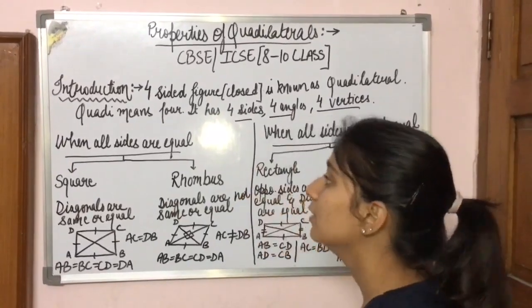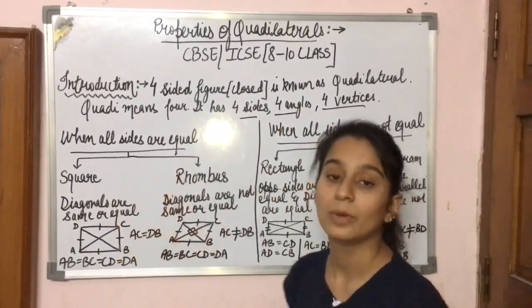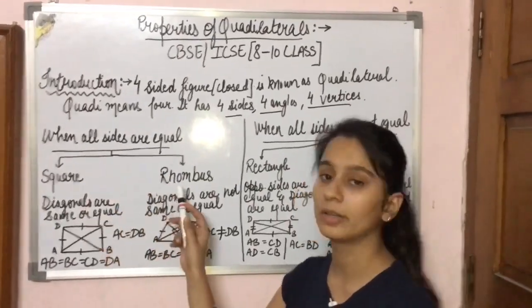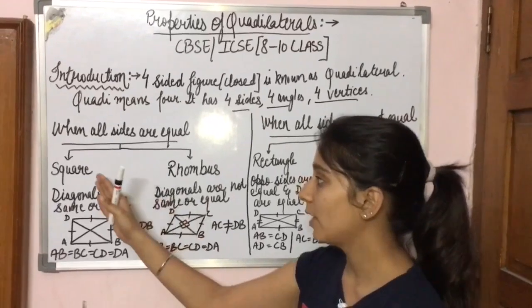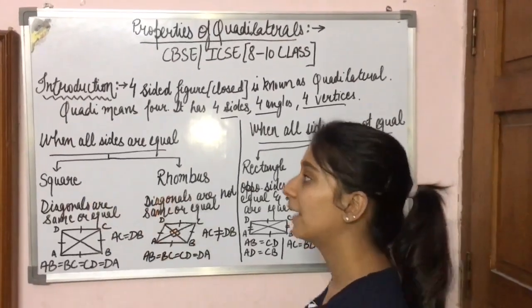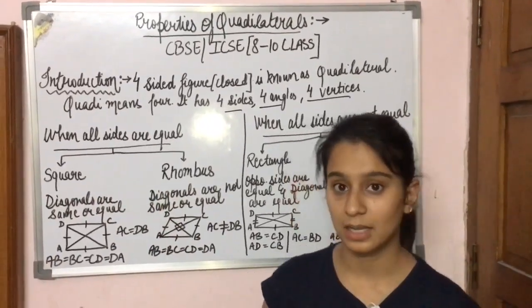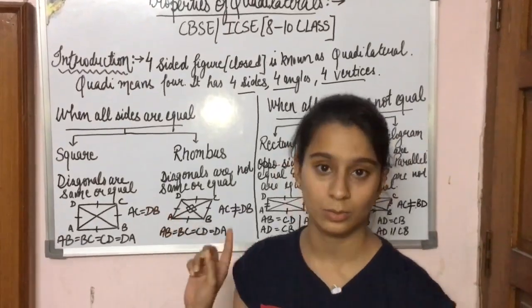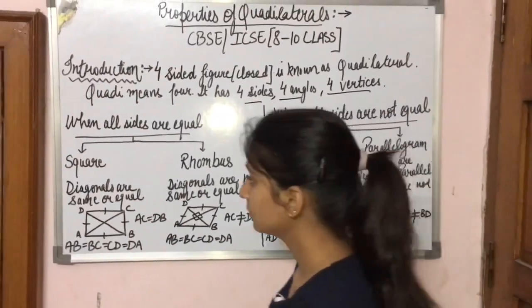So let us start. Whenever the quadrilateral has all of its sides equal, it is either a square or a rhombus. How is a square different from a rhombus? The similarity between them is that all the sides are equal, and the dissimilarity between them is that their diagonals are not equal. So let's start.